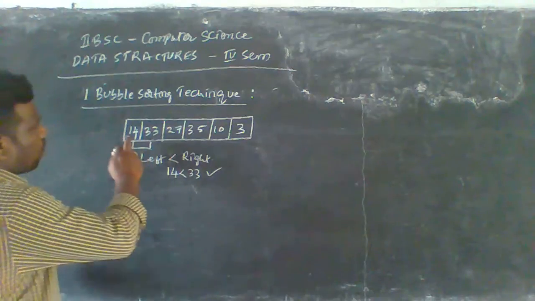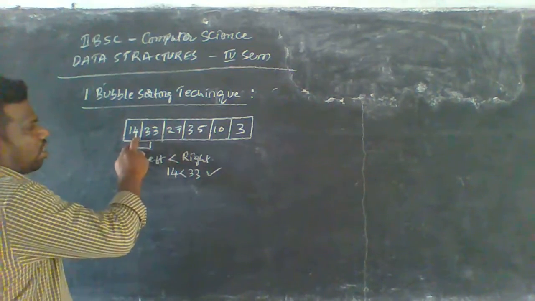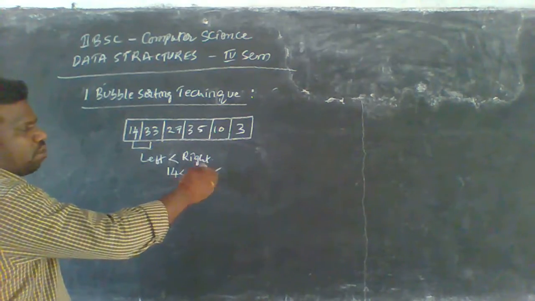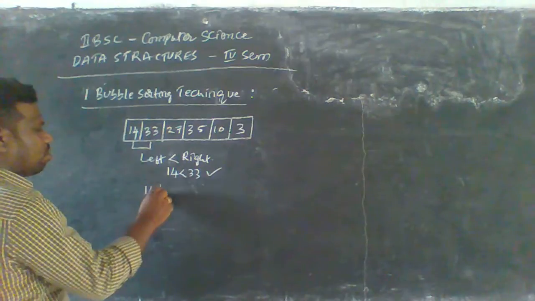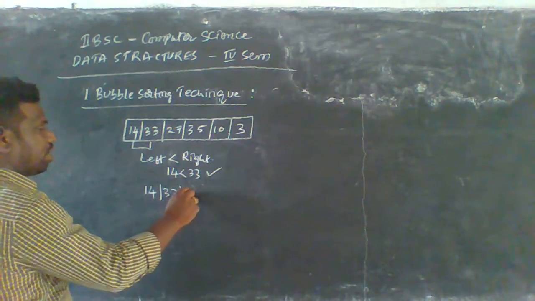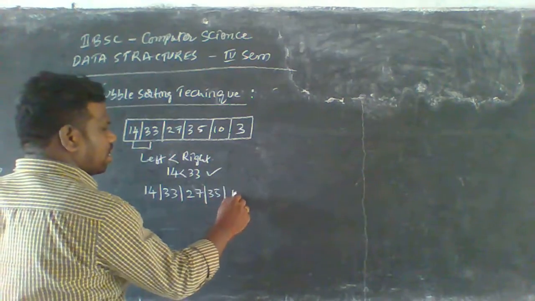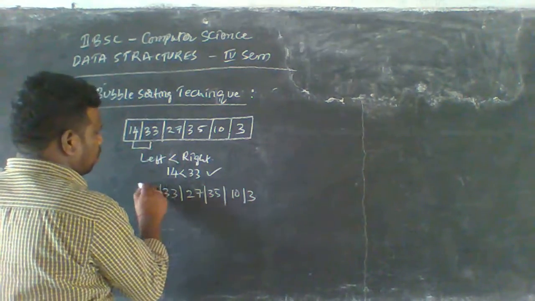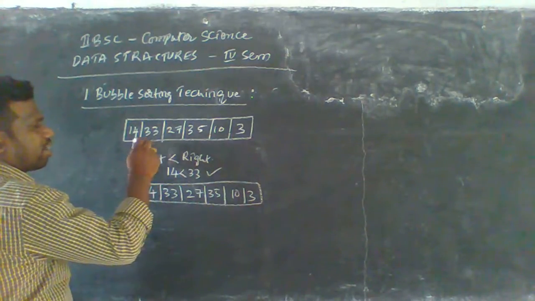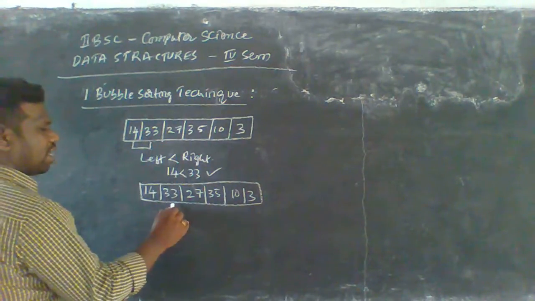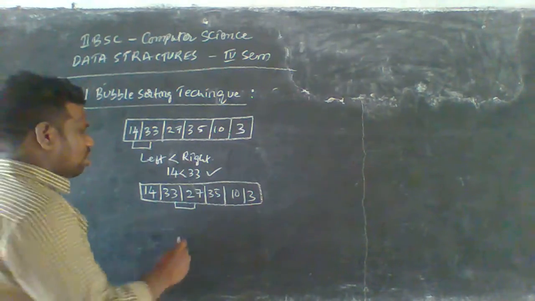So you have to compare these two values, 14 and 33. This will be true. Whenever the condition is true, we have to compare the next two values. That means 14, 33, and 27, 35, and again 10 and 3. So the first two numbers will be compared, then the second and third elements will be compared with each other.